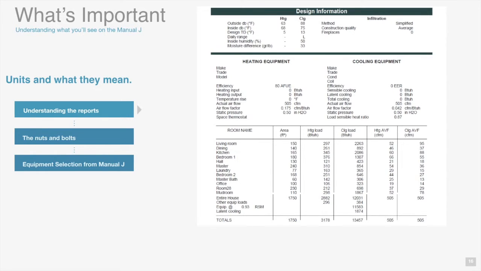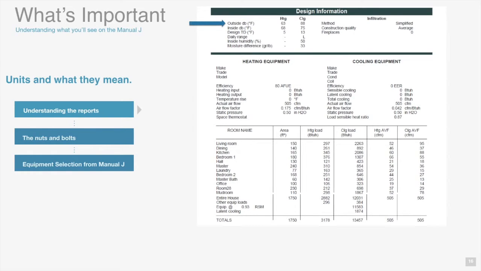So what we're looking at here is a common report out of a popular Manual J software. This gives you a lot of different information. It can look a little bit overwhelming at the beginning, but it's fairly straightforward. You want to just take it all in, look at what all the numbers mean, not get too overwhelmed, but let's look at the ones that are really important.